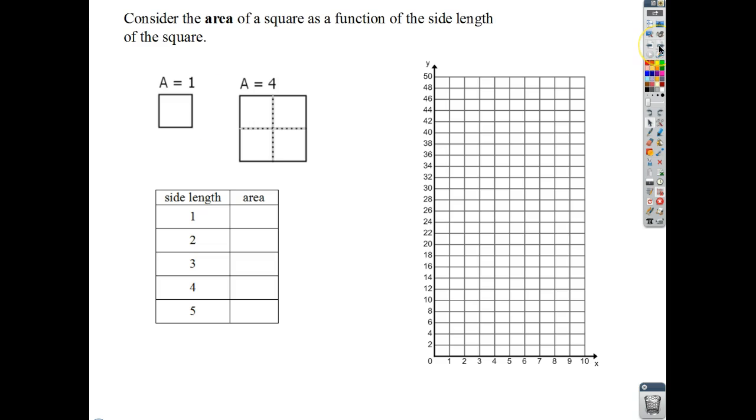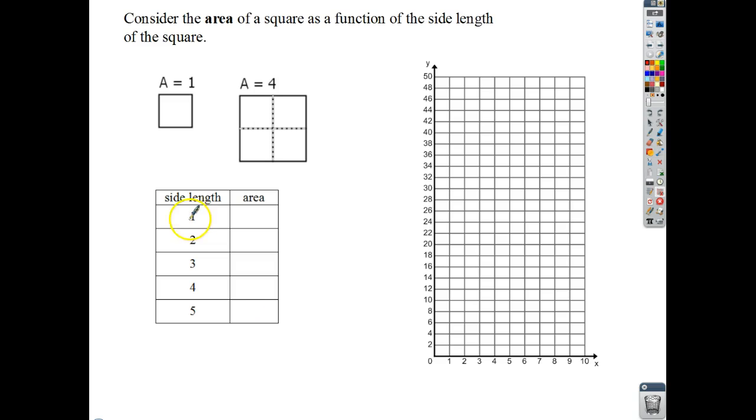All right, so let's dive right in. Okay. Take a look at this. Let's consider the area of a square, and let's think of it as a function of the side length of the square. All right, so what I want you to do, you don't need to necessarily copy down this part, but put in the idea of what we're doing, right? Area of a square, and then you can do the side length and the area here. And what I'd like you to do is try to fill in the area values of that table. Go.